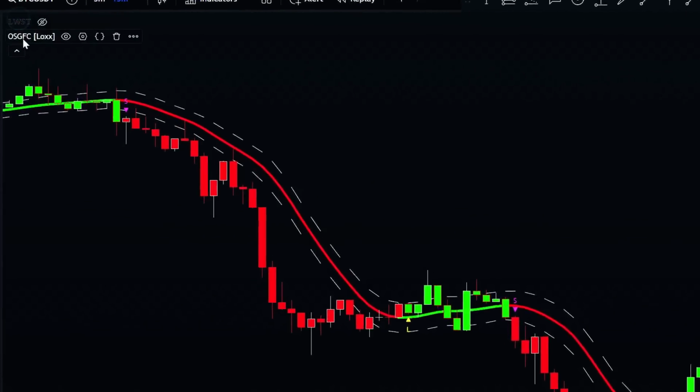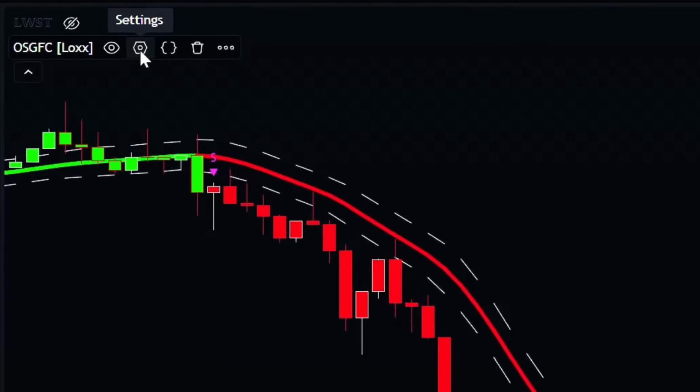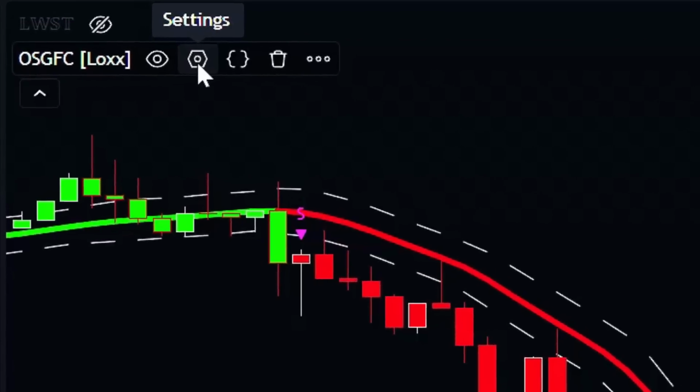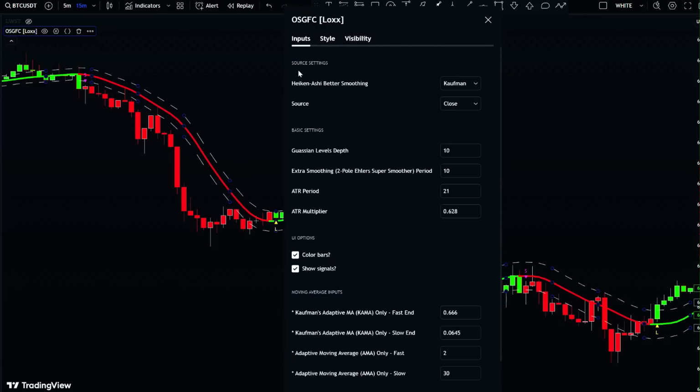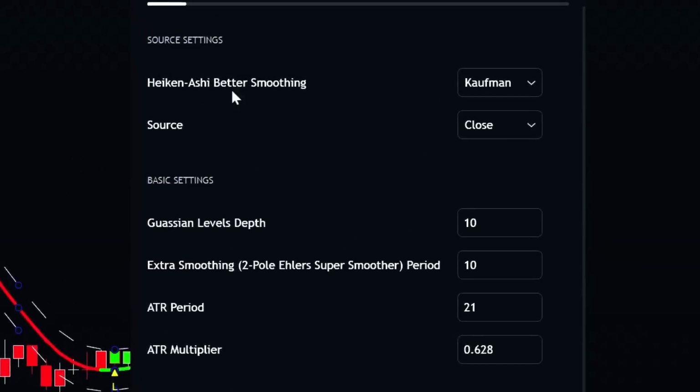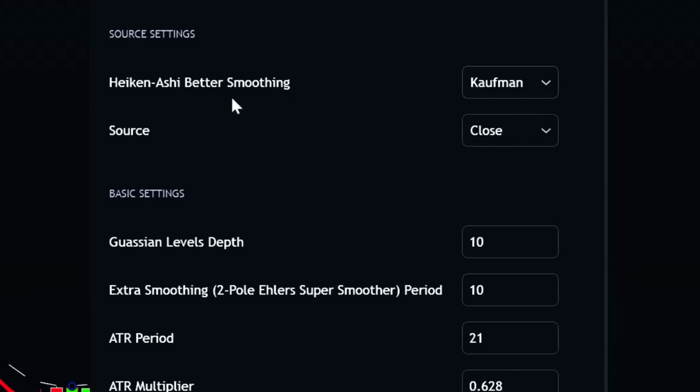Go to the indicator settings window and find the inputs tab. Leave the Heikin Ashi and source options as they are. These are the default settings and they usually work just fine. Next, change the Gaussian level depth to 100. This number controls how deep the indicator looks into the past to calculate its value.